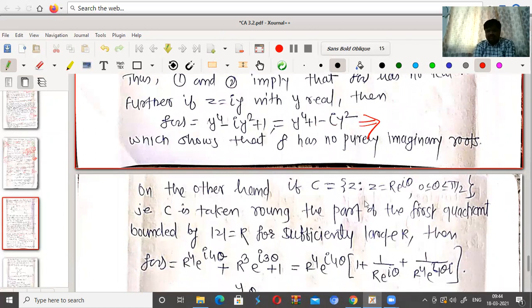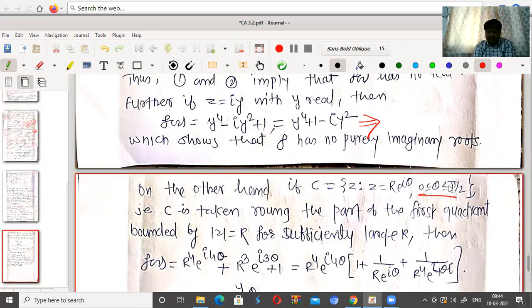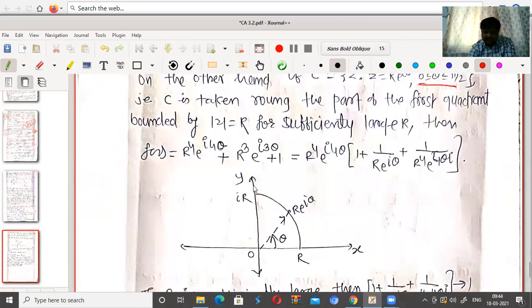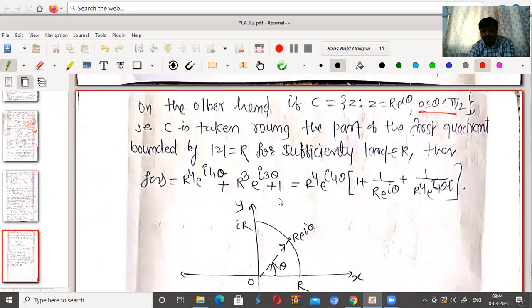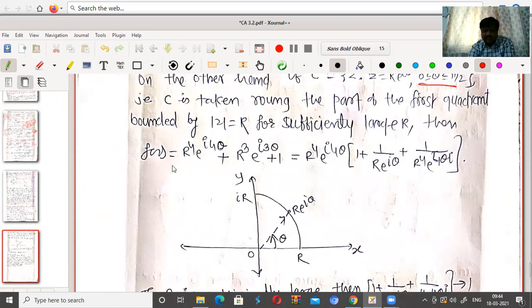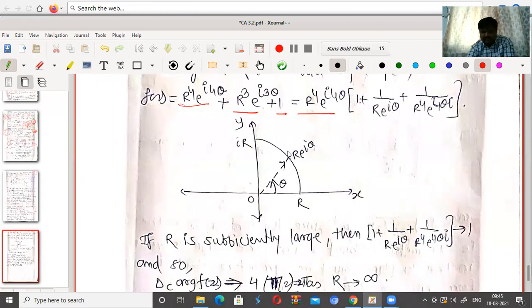On the other hand, if C is an arc of a circle having center at the origin and radius r, where theta lies between 0 and pi by 2, we have taken the arc of a circle, that is C, taken round the part of the first quadrant bounded by mod z equal to r for sufficiently large r. Then f of z can be written with z raised to 4, z raised to 3, and 1. Taking r raised to 4 e to the power 4 i theta common, you will get this as 1 upon r e to the power i theta plus 1 upon r raised to 4 e to the power 4 i theta. This is a curve.